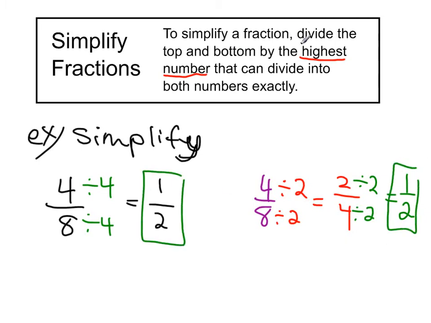So if you don't necessarily do the highest number, but you do a number that you know can go in there, that's at least a starting point. But you've got to keep checking and saying, okay, can I reduce further? The thing that will help us with simplifying fractions is knowing our divisibility rules. Like knowing 4 could go into 4 and 4 could go into 8.